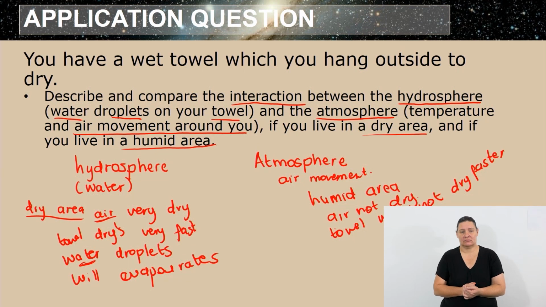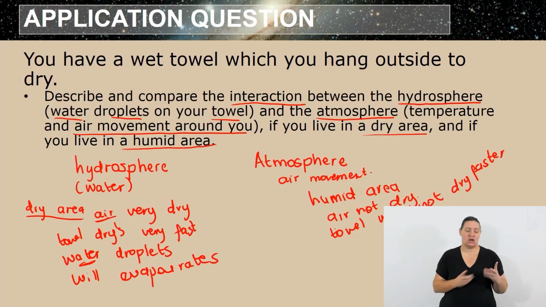Okay? And then water will still evaporate, but it will take time for it to evaporate because in the humid environment, the temperatures are a bit warm, and the water droplets in the air are a lot. So it's not going to be easy for the towel to dry quickly as compared to the dry area. Okay, I hope that made sense to you guys, and you understood the difference between a dry area and a humid area in terms of the interaction between the hydrosphere as well as the atmosphere.